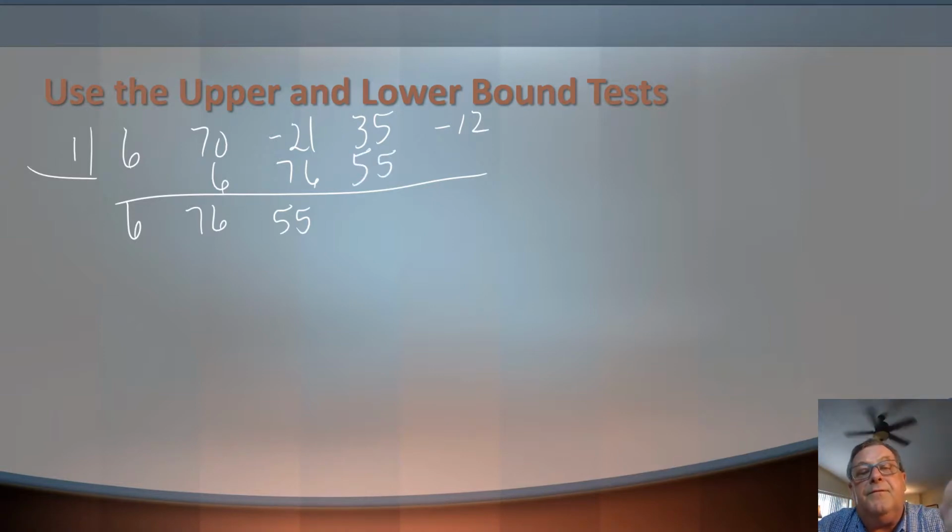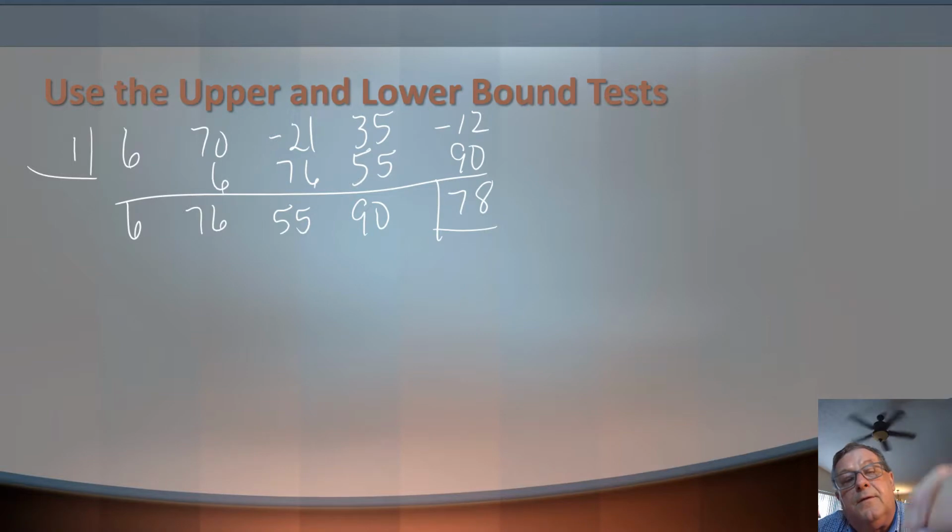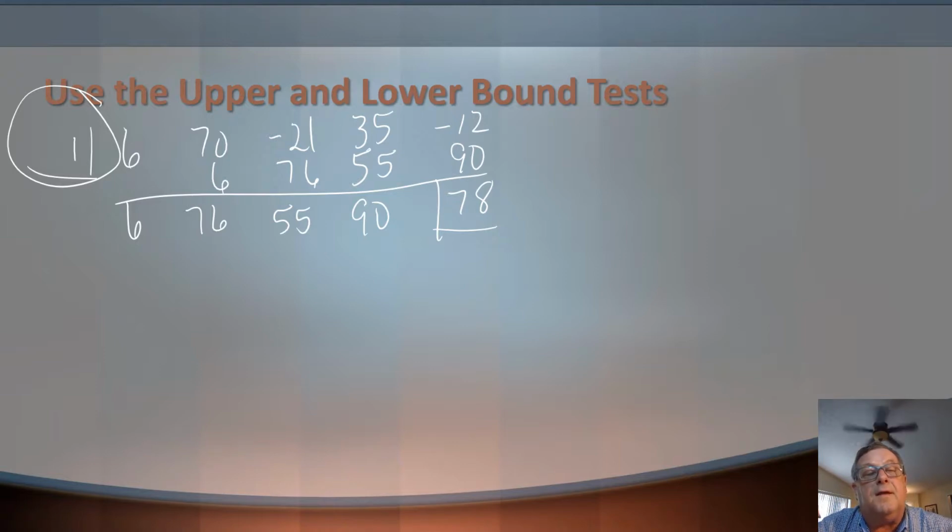And 35 and 55 is what? 90. And 1 times 90 is 90. And 90 from negative 12 is 78. So these are all positive. So that tells me that 1 is an upper bound. And even though from that table I couldn't tell for sure, I did that test.